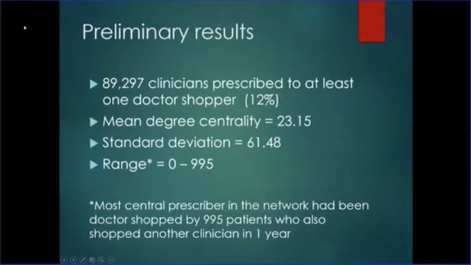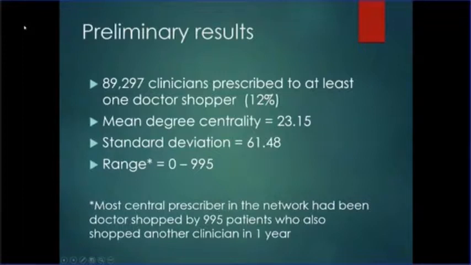So what we found is that there were about 89,000 clinicians who prescribed to at least one doctor shopper. And that's about 12% of the clinicians who prescribed any controlled substances, right? Among these clinicians that prescribed to doctor shoppers, the mean degree centrality was 23. So they were linked indirectly to 23 other physicians through common patients, which is really high, we thought.